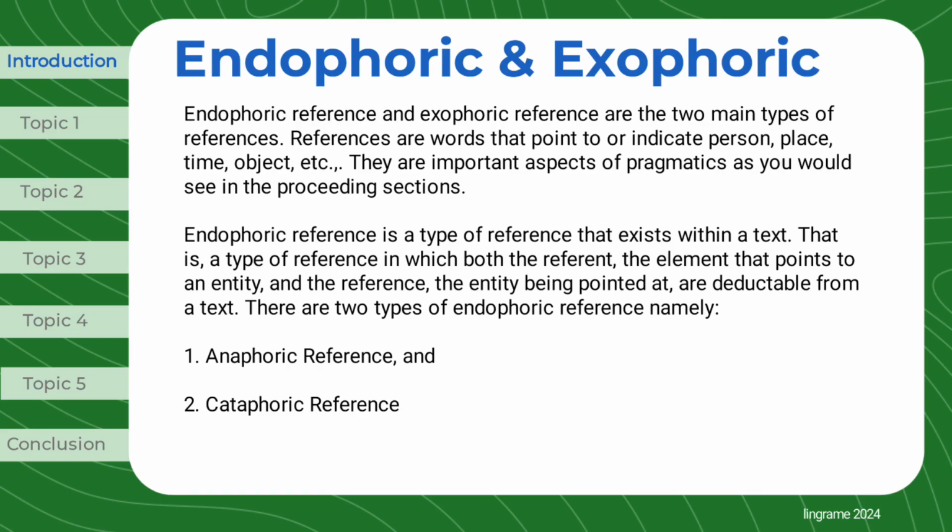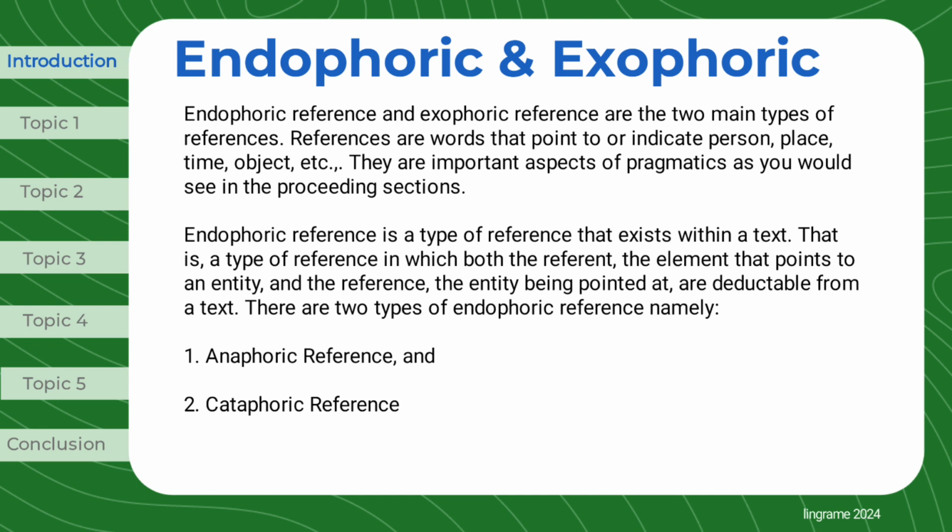Endophoric reference and exophoric reference. Endophoric reference and exophoric reference are the two main types of references. References are words that point to or indicate person, place, time, object, etc. They are important aspects of pragmatics, as you would see in the preceding sections.